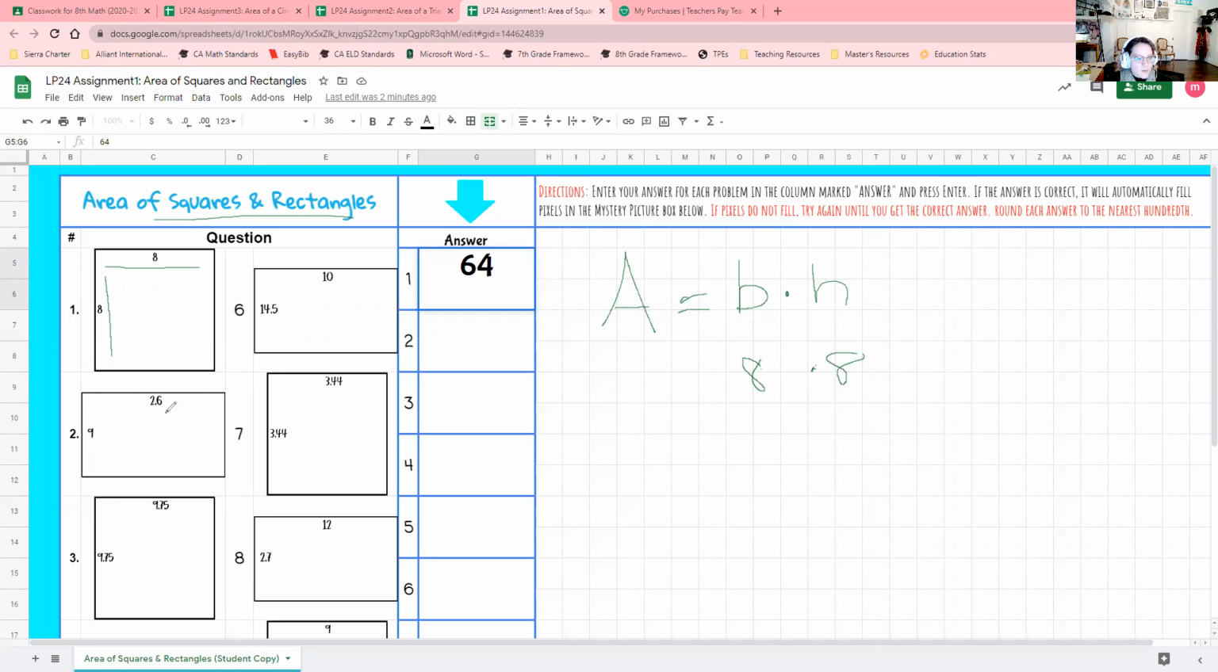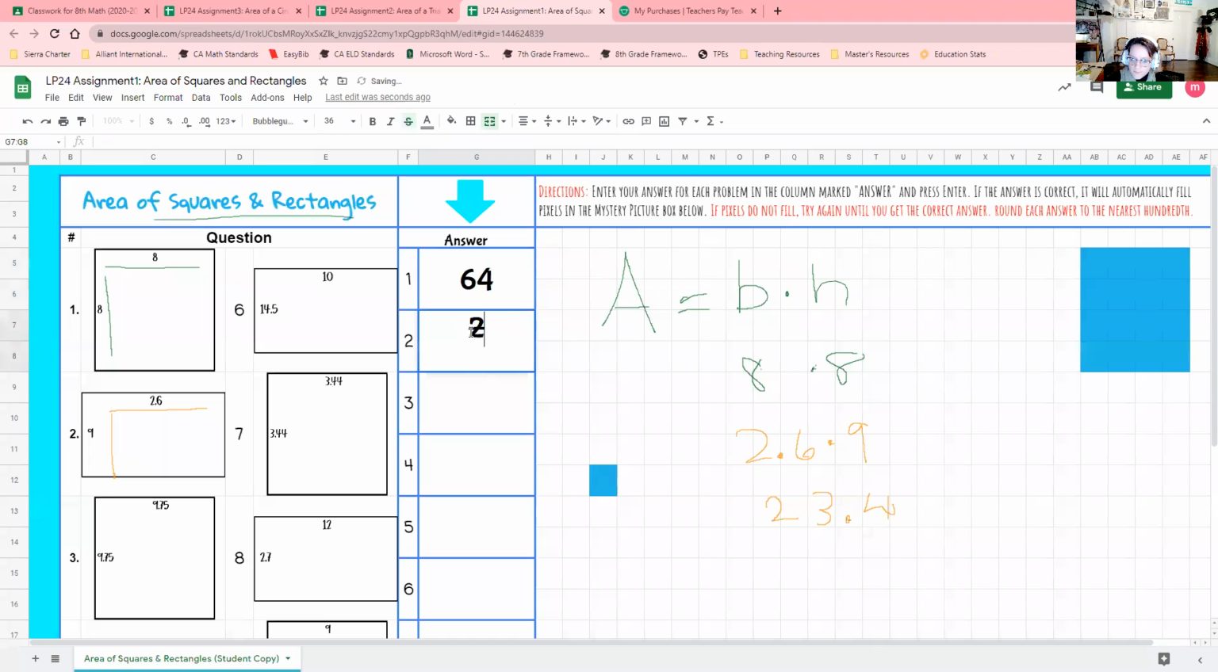If we're looking at it with a decimal, base of 2.6 for number 2 with a height of 9, 2.6 times 9, multiply those together, and I believe that was 23.4. Just did that on my calculator a second ago. Oops, 23.4, type it in. When it has a line through it, that means it is thinking or that it is incorrect. Once it goes normal and your text colors in, that's how you know you did it right. So base times height to find the area of your squares and your rectangles.